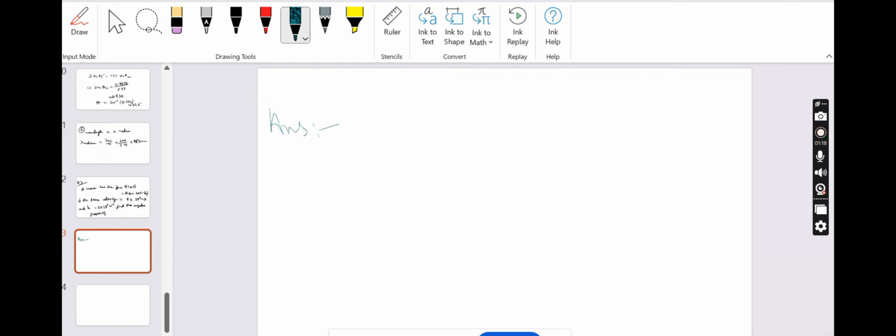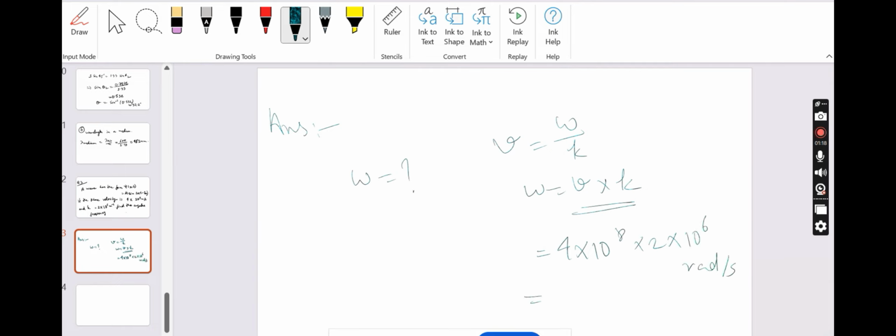So the answer is, what is omega? We know v is equal to omega by k, so omega is equal to v into k. It should be in second inverse, so basically that follows the dimension also. It is 4 into 10 to the power 8 into 2 into 10 to the power 6 rad per second. So that would be 8 into 10 to the power 14 rad per second.